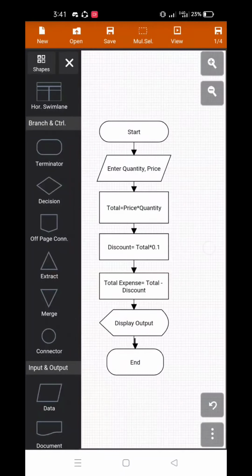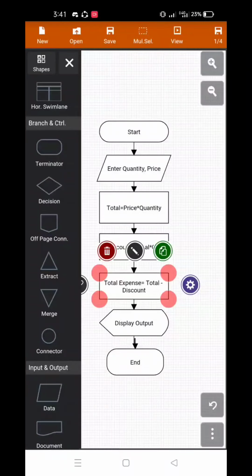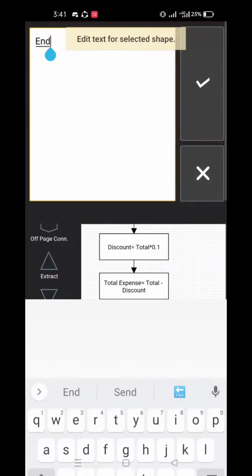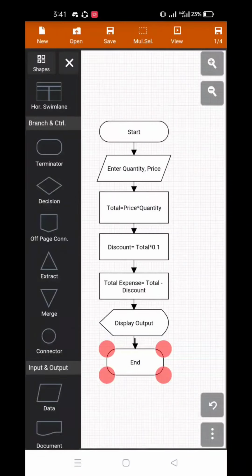So next is the display output. After that you will get the amount of the product that you bought in the market. So that is how you get the total expense of a certain product. And next is end, to end the program. And that is it for our flowchart.